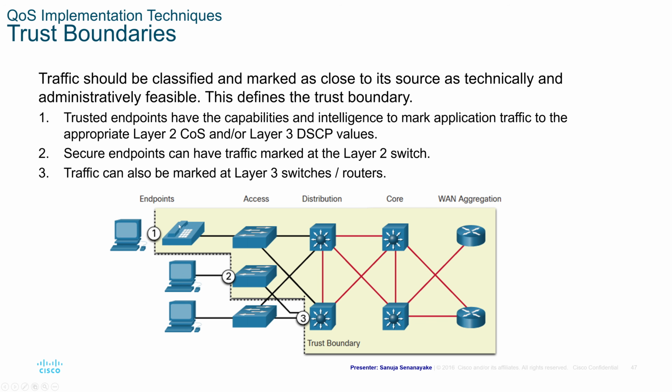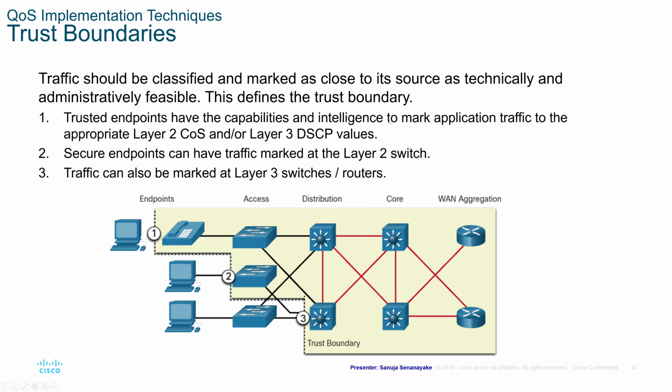So you could have the endpoint layer, the access layer or the distribution layer as the position where the trust boundary will be located, depending on your network infrastructure. What's really important in this slide, what you should understand, is that where you're going to mark the trust boundary will differ based on your network infrastructure. So keep that in mind.